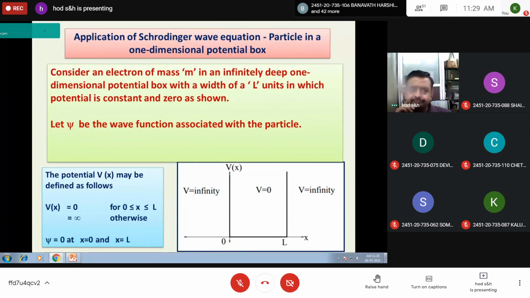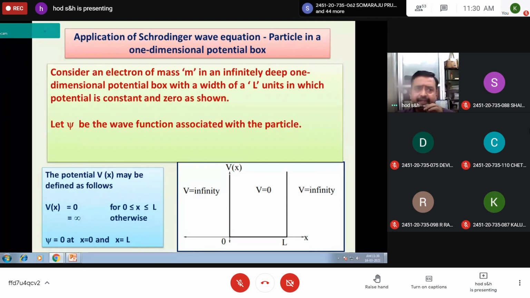Inside the box, the particle is free. Better you write: the particle is a free particle and possesses constant potential. These points are not given in the PPT, that's why I am explaining. Hence, inside the box, the potential V can be conveniently taken as zero.